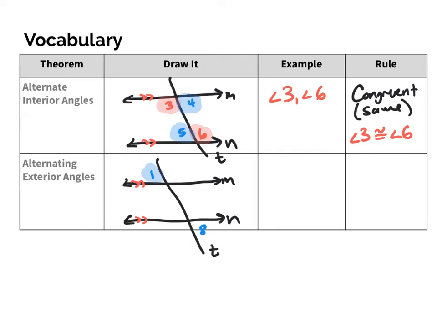So what is so special about alternate exterior angles? I kind of use the same color here, trying to color coordinate things. But when I look at angle 1 and angle 8, and I can also look at angle 2 and angle 7 to use my diagrams again, just like alternate interior angles, these angles are also going to be congruent to each other, which means same.